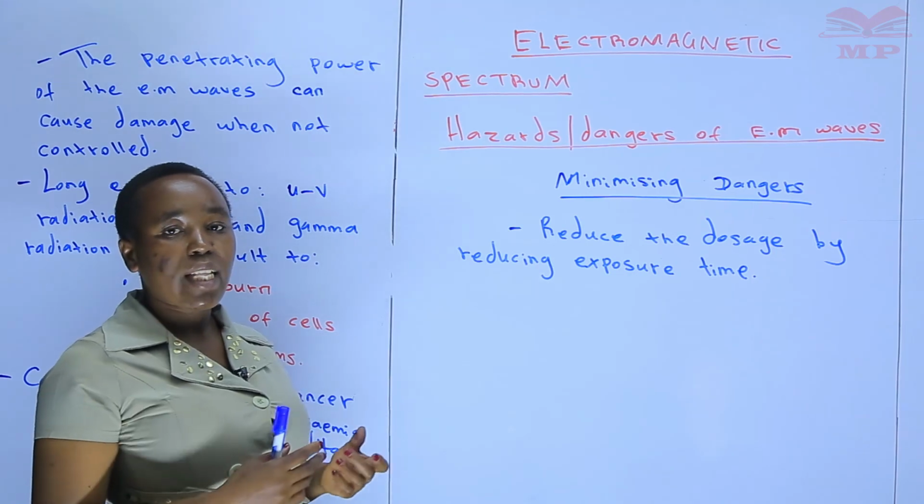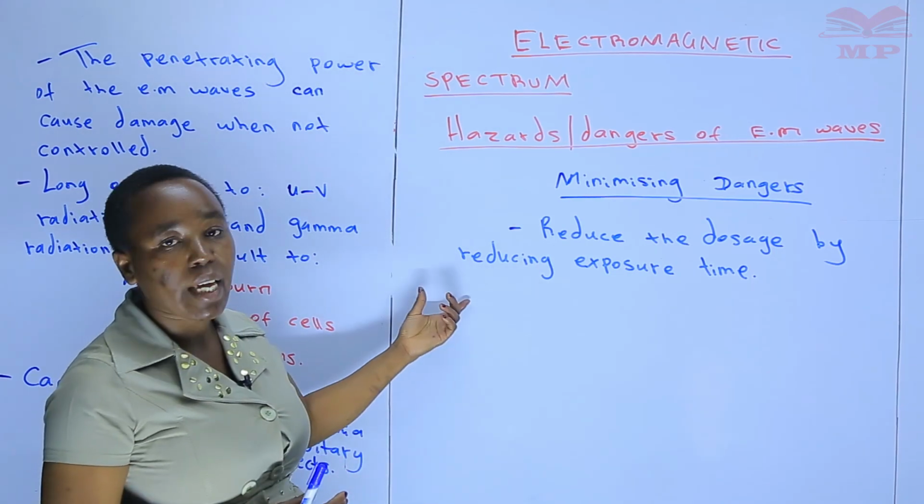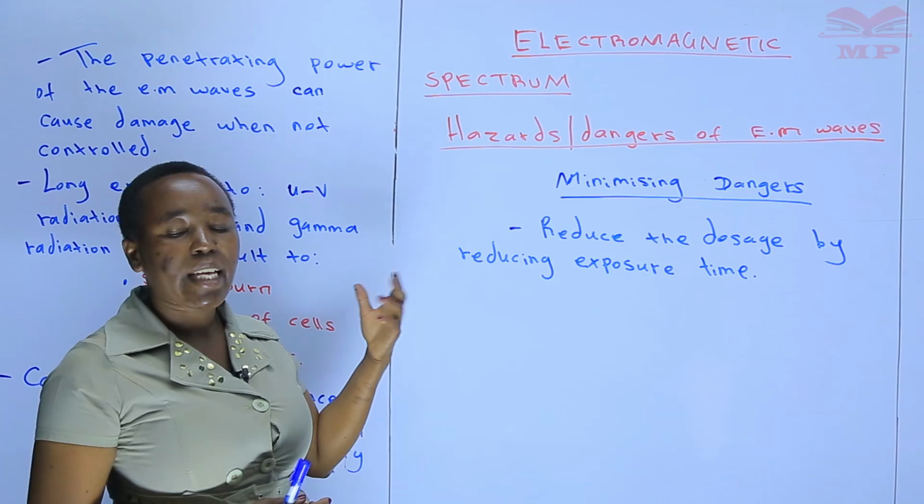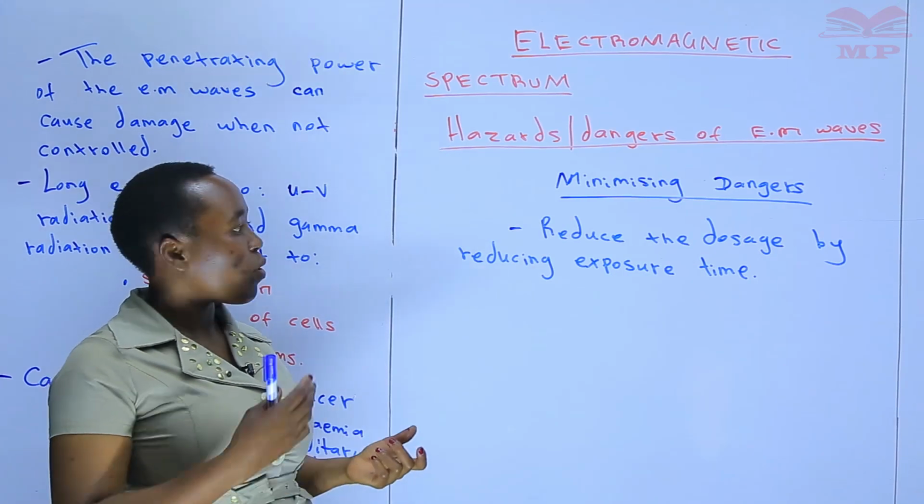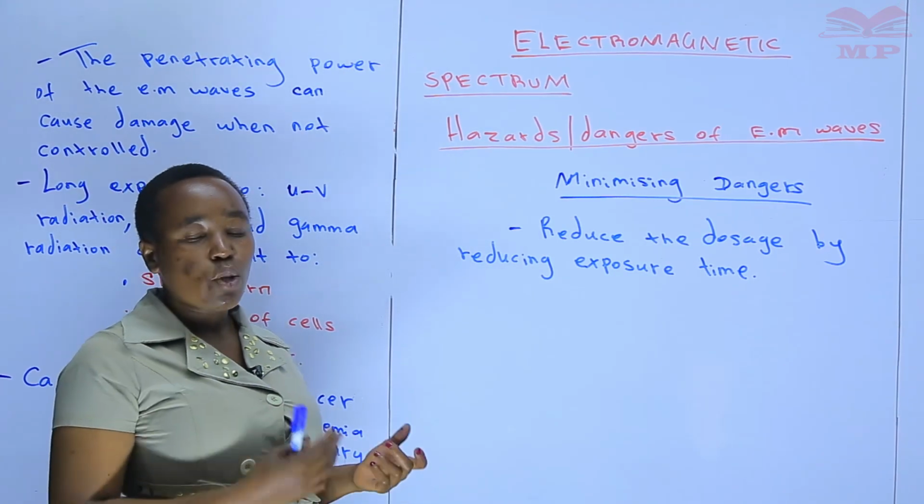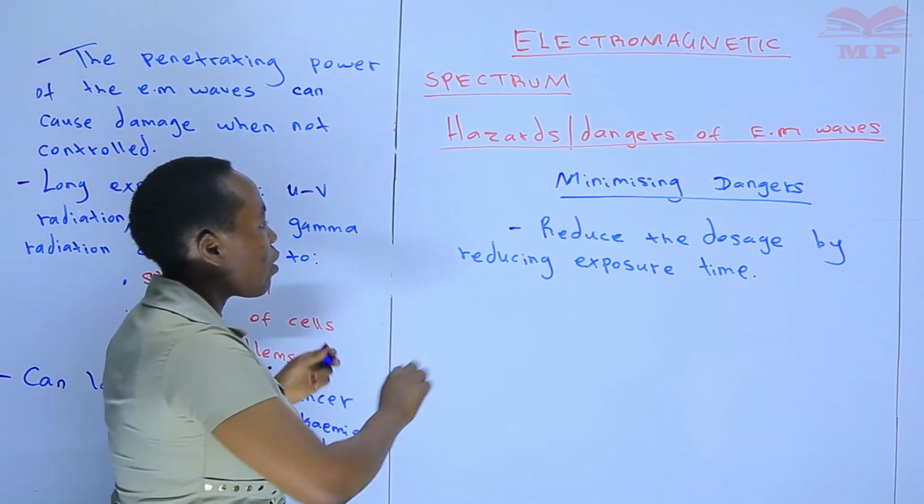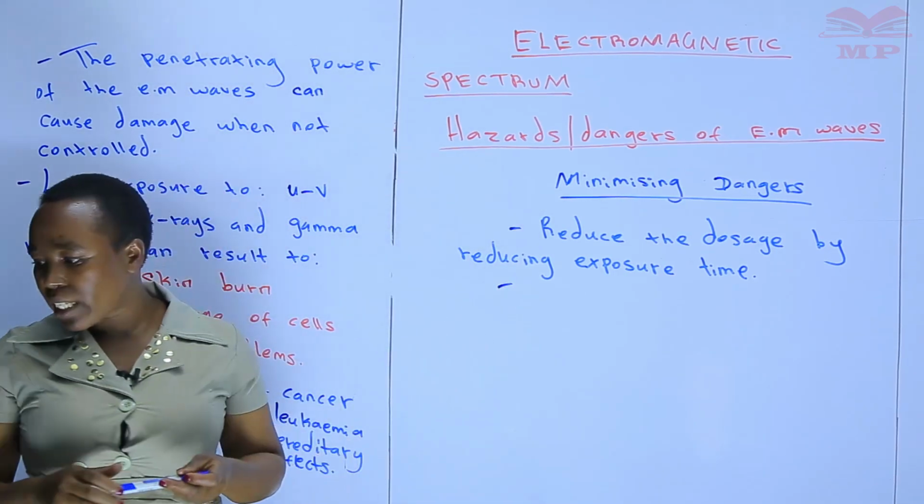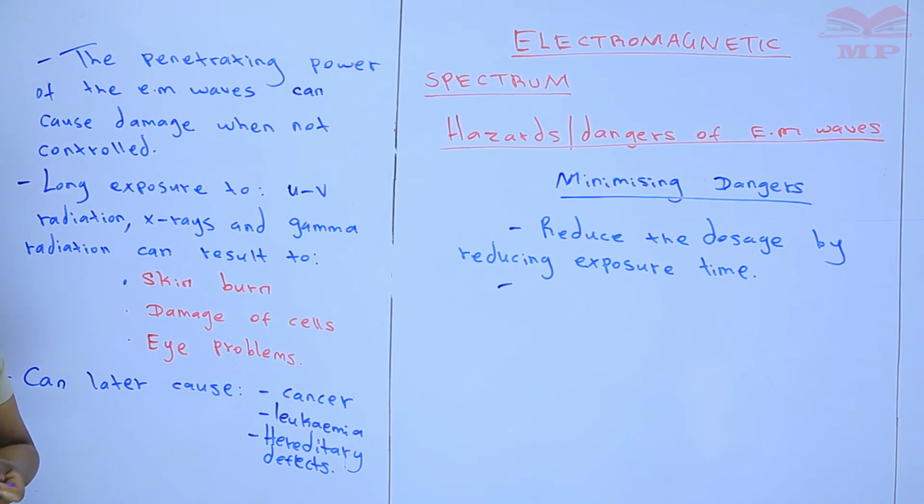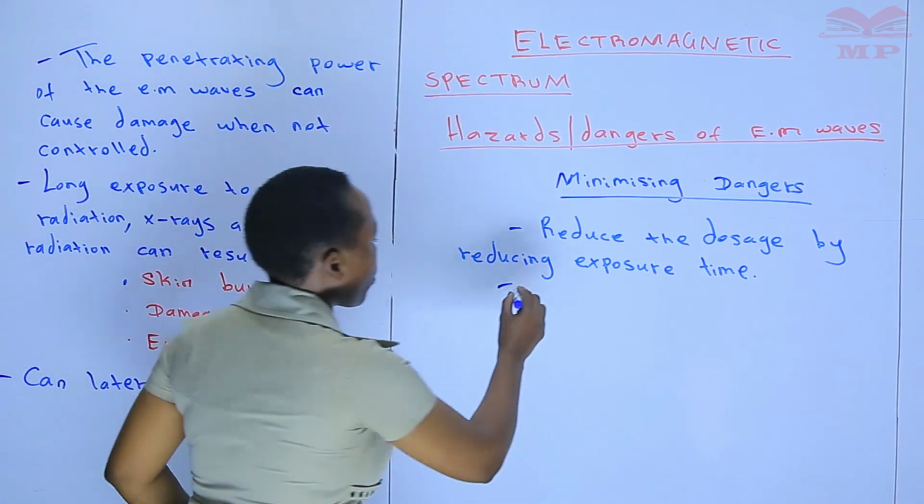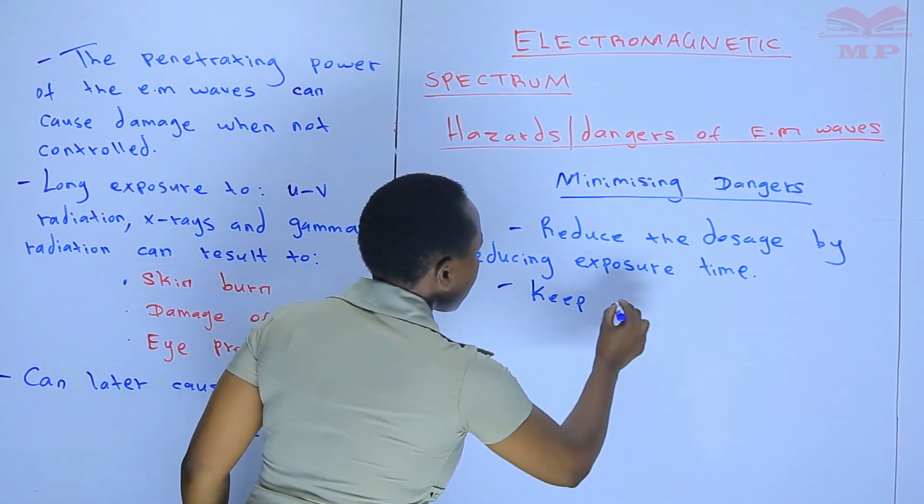And that's why you find that some of the people who undergo the chemos, even they lose their hair. Some of them, their skin is burnt due to long exposure to the radiations. Then one other way of minimizing those dangers is to keep a safe distance from the radiation.